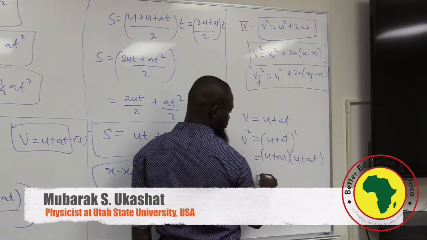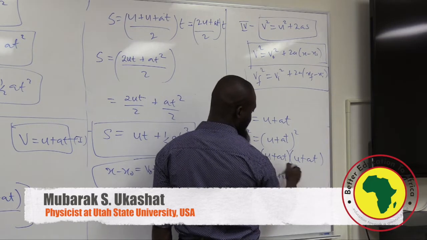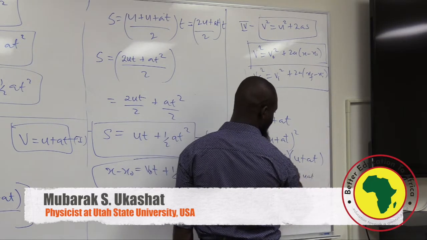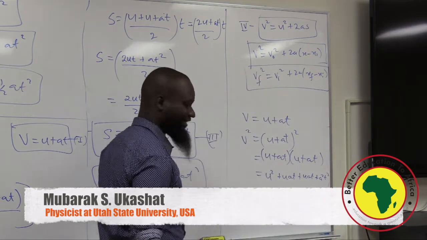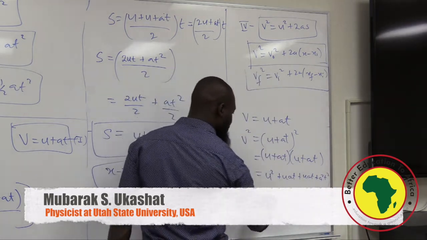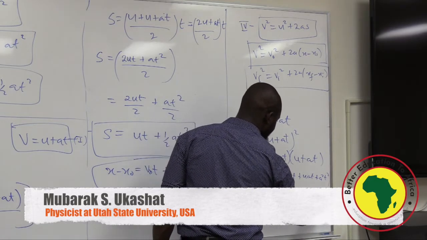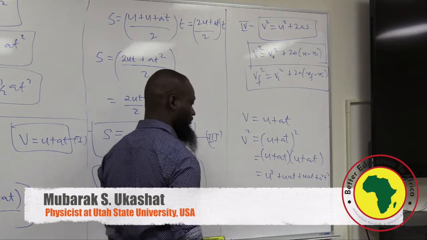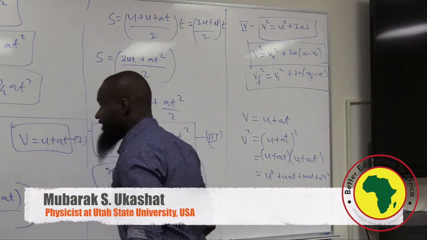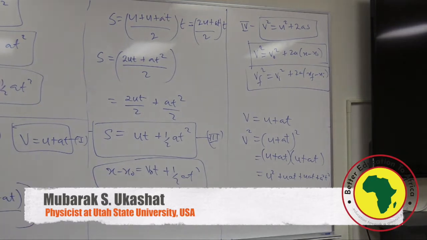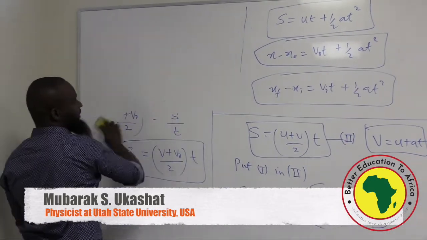So u times u, u squared, u times at, uat, u times at, uat, at times at, a squared t squared. Then it becomes u squared plus 2uat plus a squared t squared. Now, let me do the rest here because I'm going to do some magic.